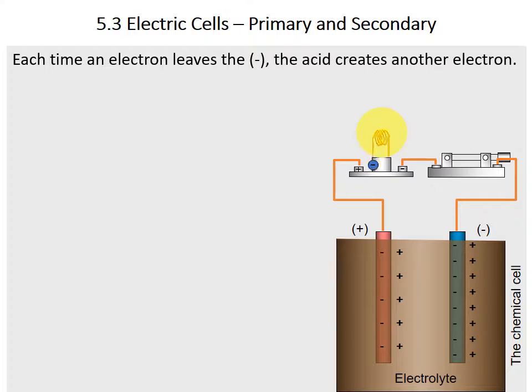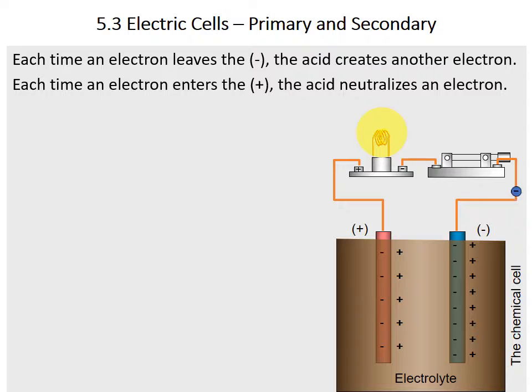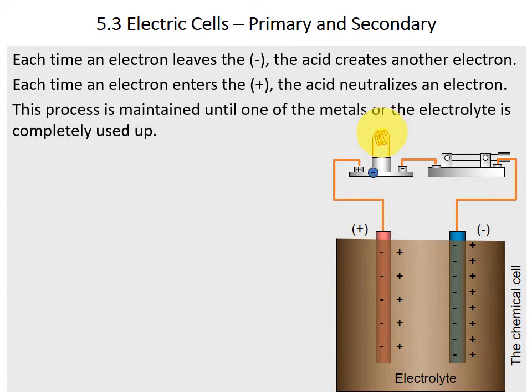Each time an electron leaves the negative terminal, the acid then creates another electron. Each time an electron enters the positive terminal, the acid neutralizes an electron. The process is maintained until one of the metals or the electrolyte is completely used up.